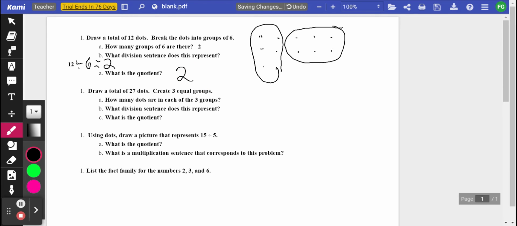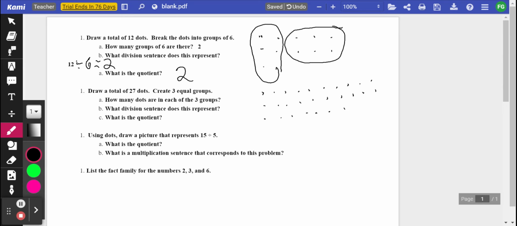Okay, next tells us to draw a total of 27 dots. 1, 2, 3, 4, 5, 6, 7, 8, 9, 10, 11, 12, 13, 14, 15, 16, 17, 18, 19, 20, 21, 22, 23, 24, 25, 26, 27. 27 dots. Create 3 equal groups. Okay, so I need to make some big groups to have 3 identical ones.